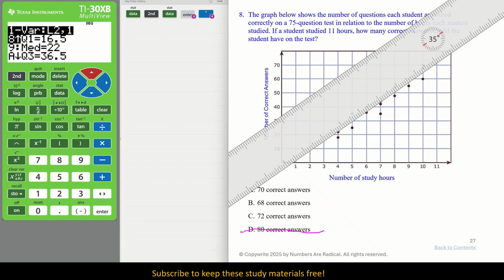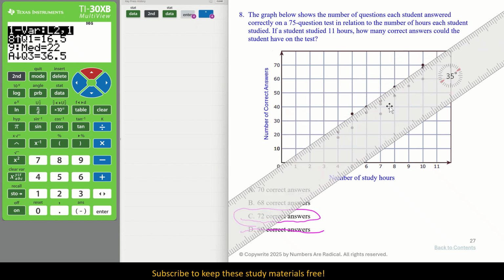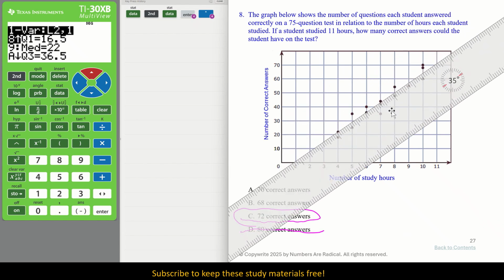But the truth is, 72 is actually the best answer. Let me move my ruler so you can see. See how my ruler is going above? No matter what I do, I'm not going to be moving my ruler down. It's going to be a steeper slope, not a flatter slope. That would make sense. So it is above that, and I would say about 72 is my best guess.